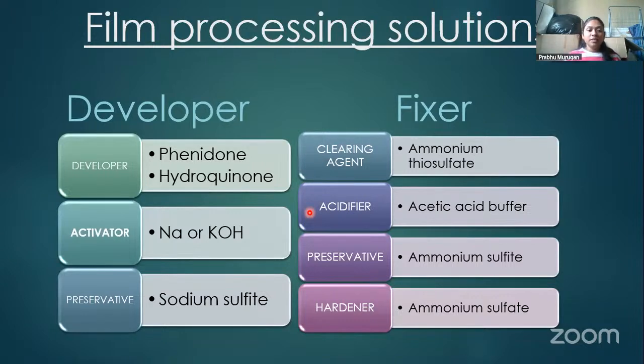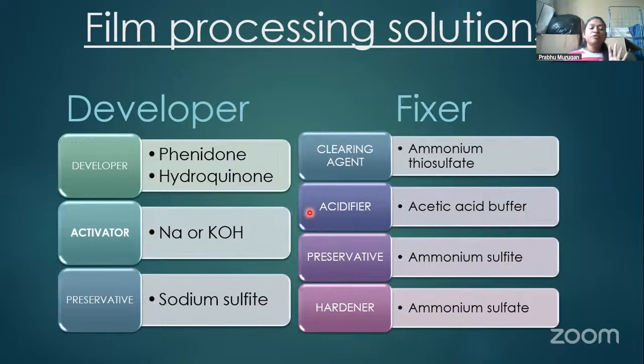Okay, so developer, fixer. You need to know about the components. Any of it can be an MCQ for you. Remember, developer is alkaline, fixer is acidic in nature. Remember, developer has a developer activator, preservative. The fixer has to have a clearing agent to remove the excess developer solution. You have an acetic acid buffer. Definitely a preservative should be present. Apart from that, hardener is a very very important one because it has to fix the image onto the X-ray film. Okay, so this is about the processing solutions.